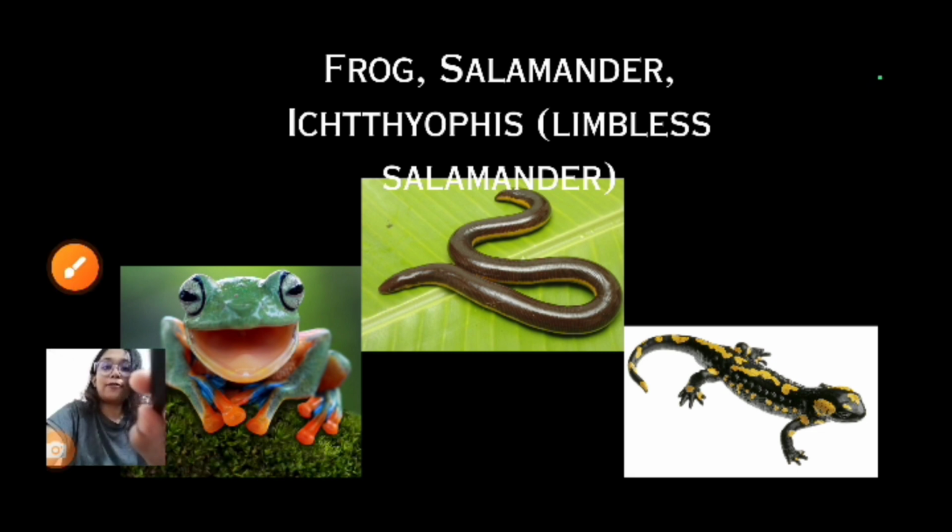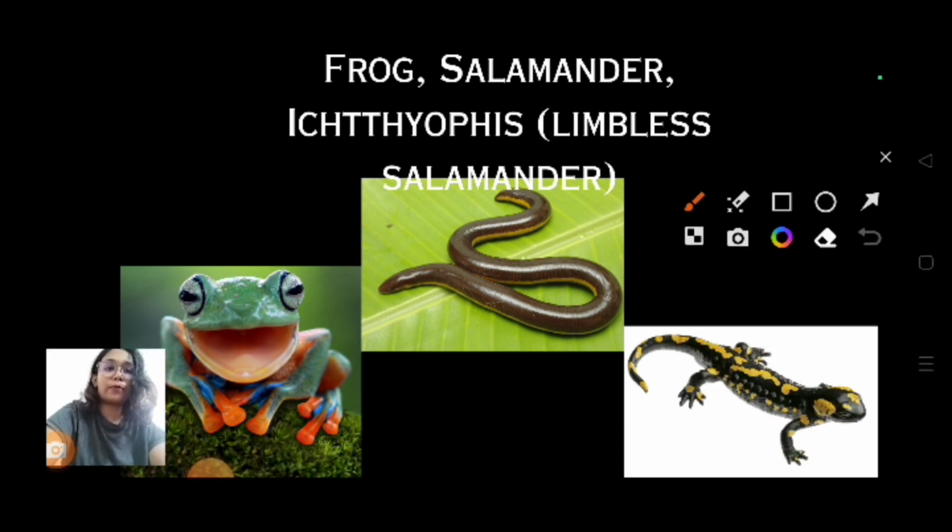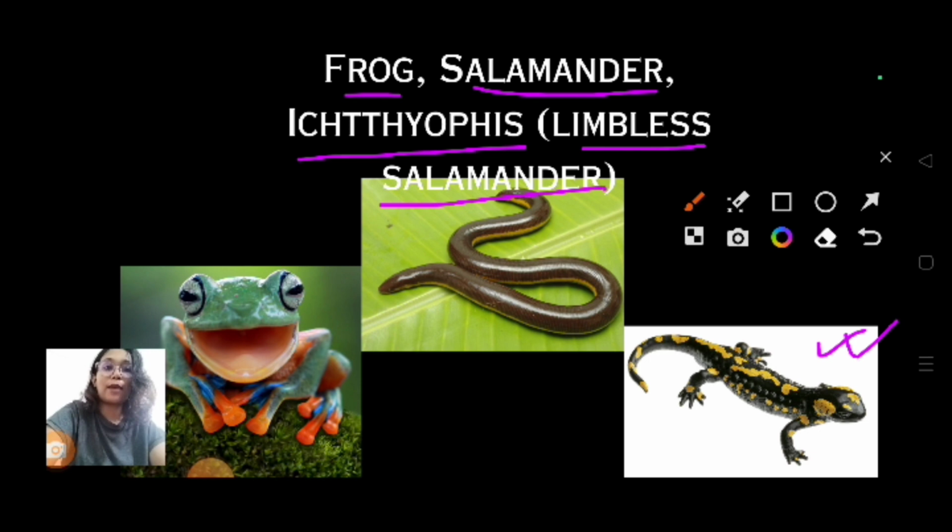So these are a few examples of amphibians. Frog we have already discussed. Salamanders, these are salamanders. Ichthyophis, that is called limbless salamanders. This is a limbless salamander. Is it clear?